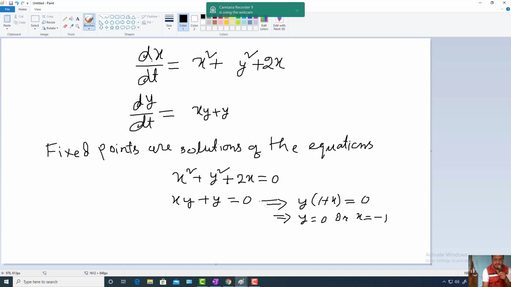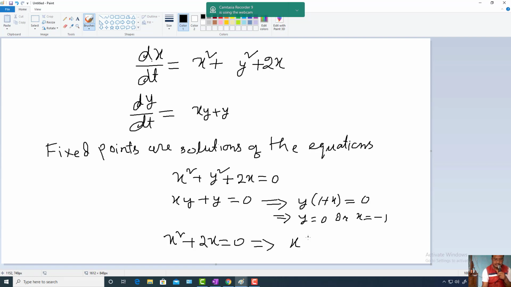Okay, when y is equal to 0, the second equation becomes 0. When y is equal to 0, what happened? So from the first equation, let us see, when y is equal to 0, what do you get? x square plus twice x is equal to 0.